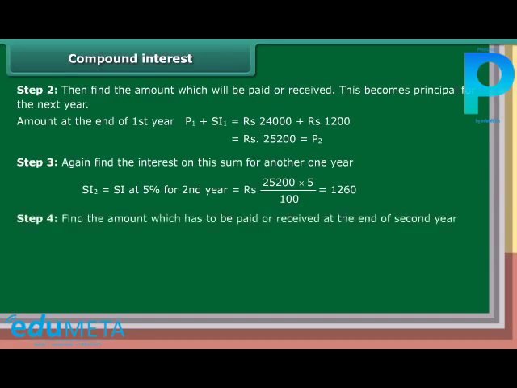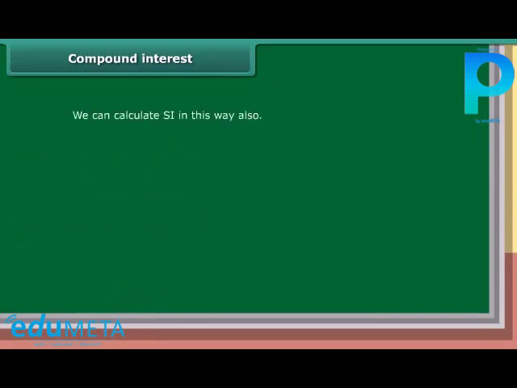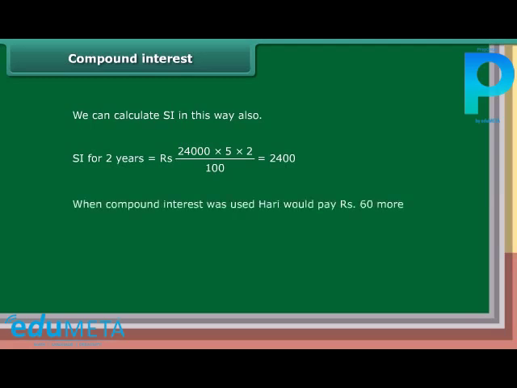Step 4. Find the amount which has to be paid or received at the end of the second year. Amount at the end of the second year = P2 + SI2 = ₹25,200 + ₹1,260 = ₹26,460. Total interest given = ₹1,200 + ₹1,260 = ₹2,460. We can calculate SI in this way also. SI for 2 years = ₹24,000 × 5 × 2/100 = ₹2,400. When compound interest was used, Hari would have to pay ₹60 more.